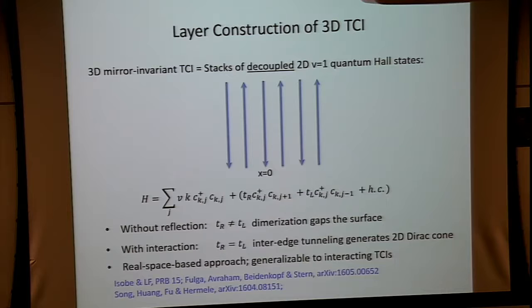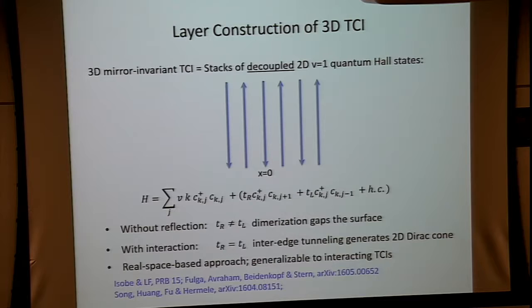So I'm focusing on the particular class of topological crystalline insulator protected by mirror symmetry for now. Later I'll say a few words about one other symmetry class where a similar construction also works. And this is sort of the minimal. This construction gives you a 3D TCI with mirror Chern number equal to 1. So then I can take identical copies of that, and then I get mirror Chern number n.